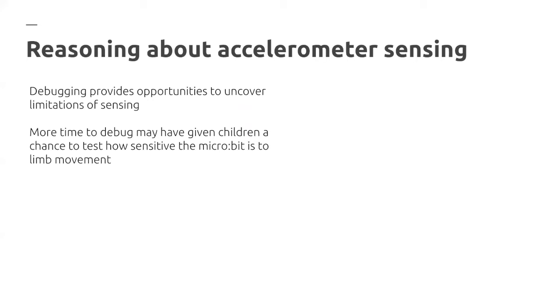But some of the kids also described how they felt that the micro:bit might be able to detect how they move their arms in particular ways, or how they move the limbs of their stuffed animals. And I think that there are lots of opportunities to use machine learning as a way for kids to be able to experiment with what the computer can sense and what it cannot sense.